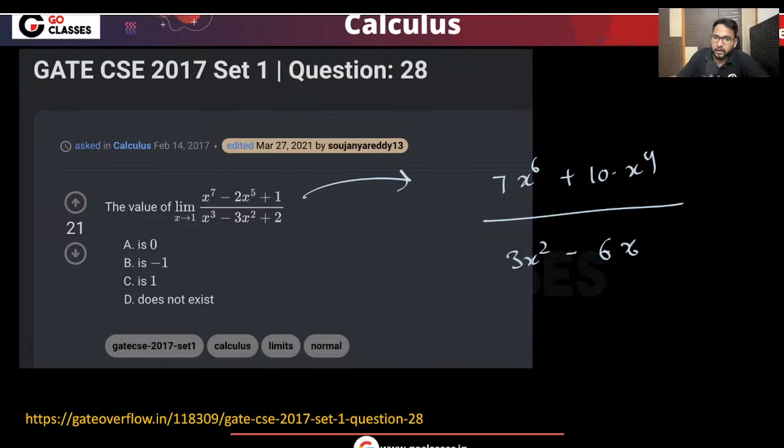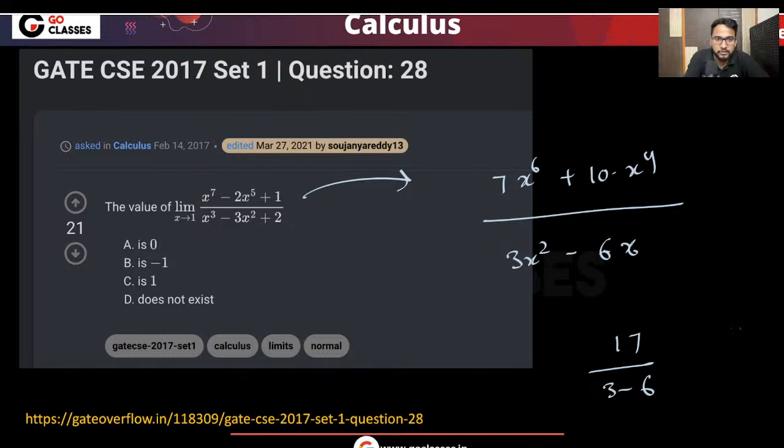Now let's see what is happening. If x tends to 1, then this is 3 minus 6, this is 7 plus 10, so this is 17 upon 3 minus 6. That is 7x power 6 minus 10x power 4 upon 3x square minus 6x, right? If x is 1, this is 17 upon 3 minus 6, which is minus 3.